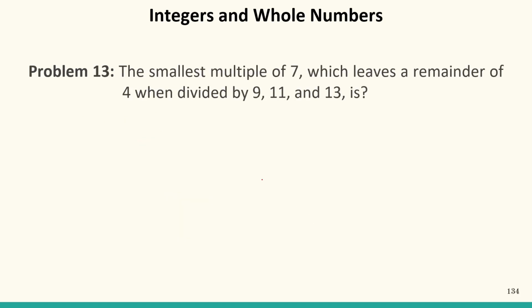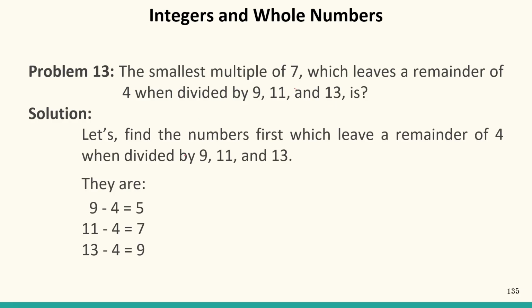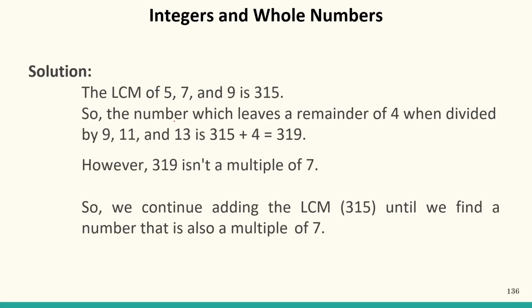Okay. Now let's go forward with problem number 13. So the smallest multiple of 7 which leaves a remainder of 4 when divided by 9, 11, 13 is what? So find the numbers first which leave a remainder of 4 when divided by 9, 11 and 13. So 9 minus 4 is equal to 5, 11 minus 4 is equal to 7, 13 minus 4 is equal to 9. Okay, so the LCM of 5, 9 and 7 is equal to 315.